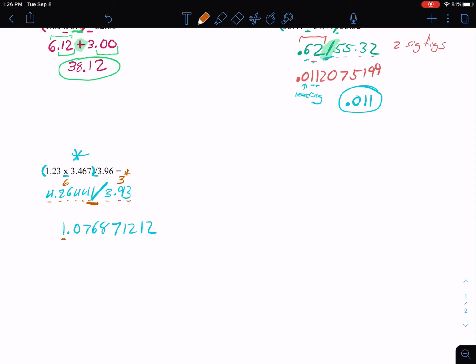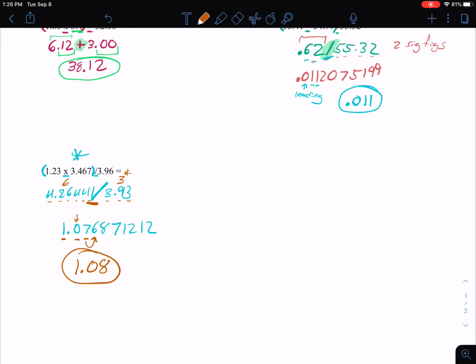So 1 sig fig. Because this here is a trapped 0, 2 sig figs, 3 sig figs. So we're going to round right there to 7. We look after the 7 and it is a 6. The 6 rounds it up. So the final answer is 1.08.